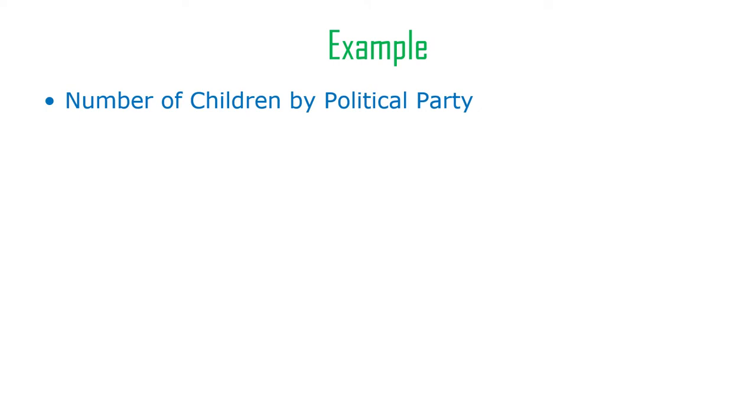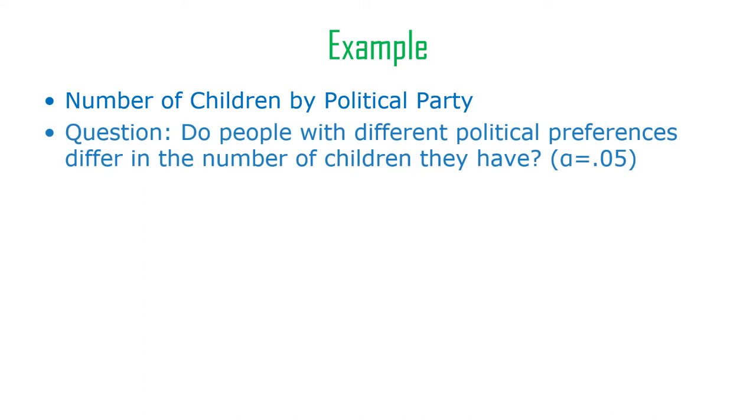So let's go back to the situation we had in a previous lecture where we have the number of children that a family or a couple chooses to have by political party that the couple identifies with. So we had some real limited information there. It was a limited study so that the calculations were easy. Nobody would do this in real life, I hope. It's an N of 3 in each group for an N of 9 overall.